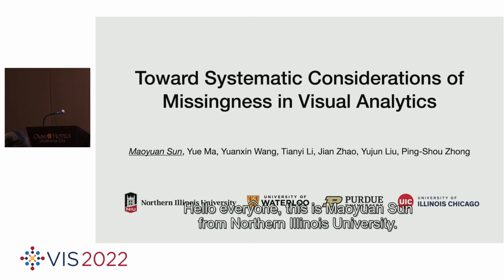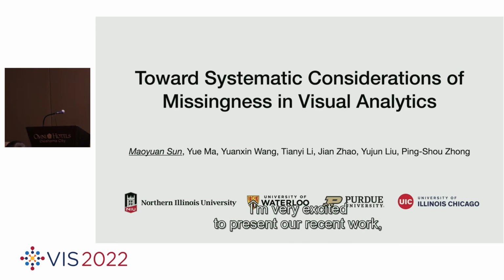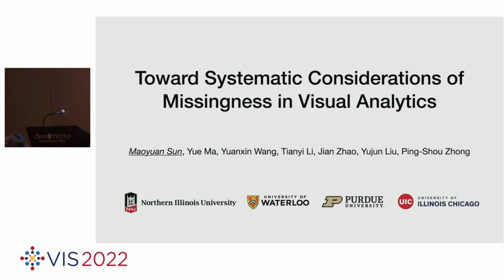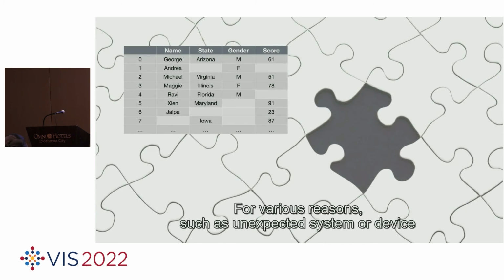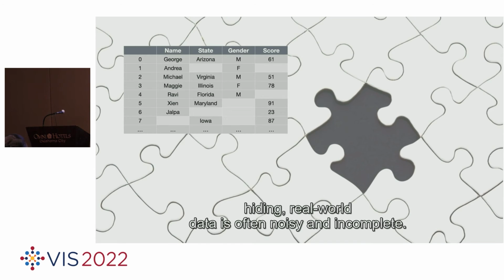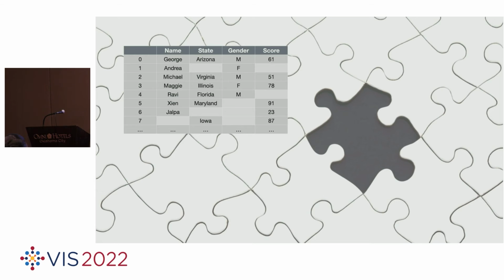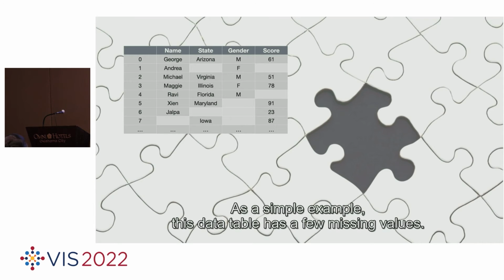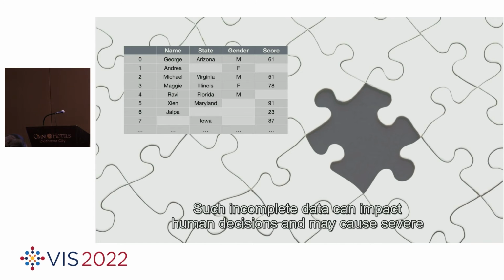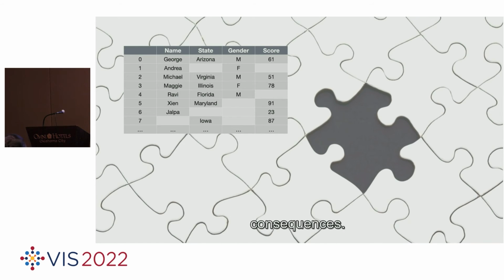Hello everyone, this is Maoyuan Sun from Northern Illinois University. I'm very excited to present our recent work towards systematic considerations of missingness in visual analytics. For various reasons such as unexpected system or device failures, interrupted network connections, and intentional information hiding, real-world data is often noisy and incomplete. As a simple example, this data table has a few missing values. Such incomplete data can impact human decisions and may cause severe consequences.